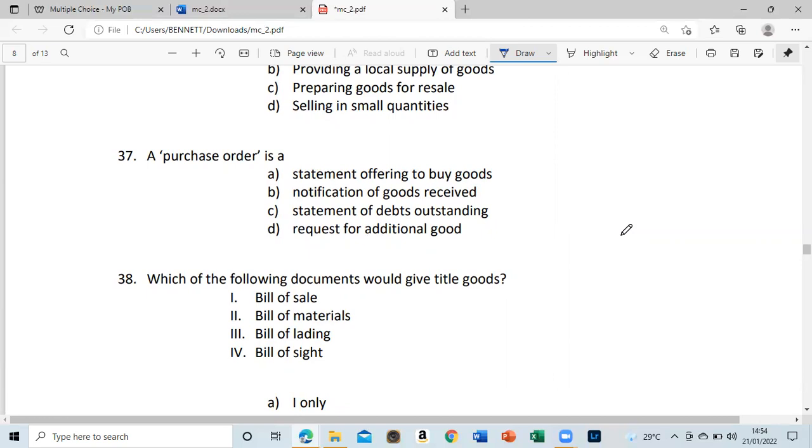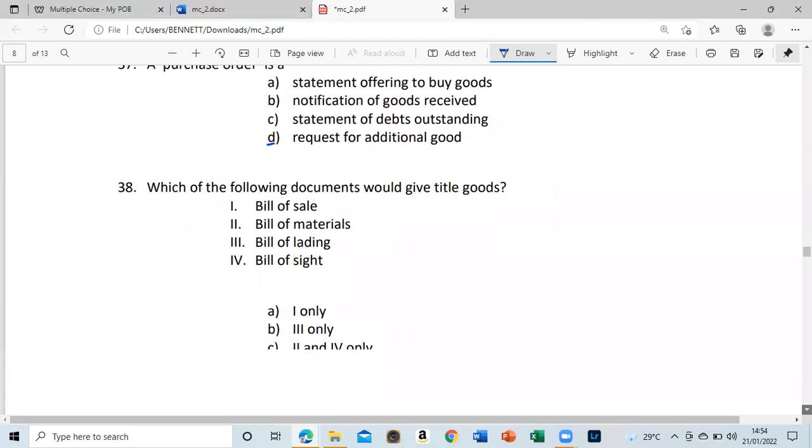Alright, let's move on to 37. A purchase order is A, a statement of offering to buy goods. B, notification of goods received. C, statement of debts outstanding. Or D, request of additional goods. And 37 would be A, a statement of offering to buy goods. Let's move on to 38.